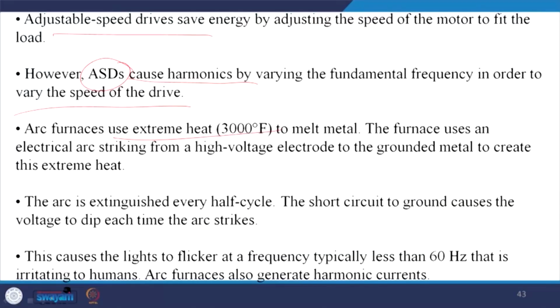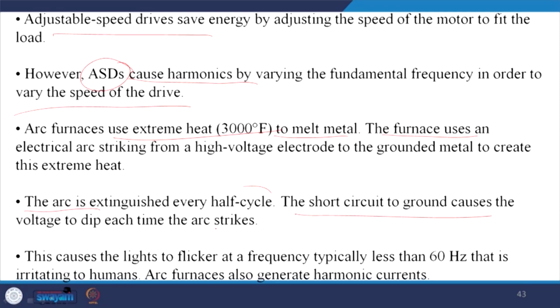In the same way, the arc furnace uses extreme heat, around 3000 Fahrenheit, to melt metal. The furnace uses an electrical arc striking from the high voltage electrode to grounded metal to create this extreme heat, and sometimes current flows and sometimes it does not. So, intermittent current causes a lot of problems. The arc is extinguished again, that is one of the problems, it is discontinuous in nature. In every half cycle, the short circuit to ground causes the voltage to dip each time the arc strikes. So, voltage falls, voltage falls.